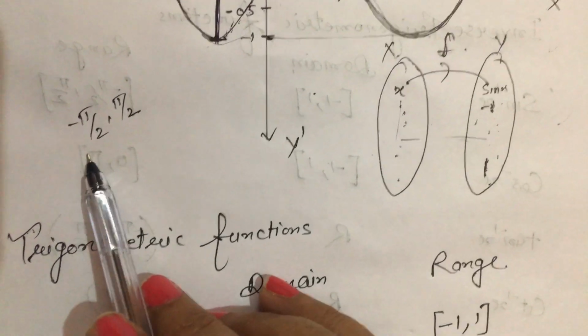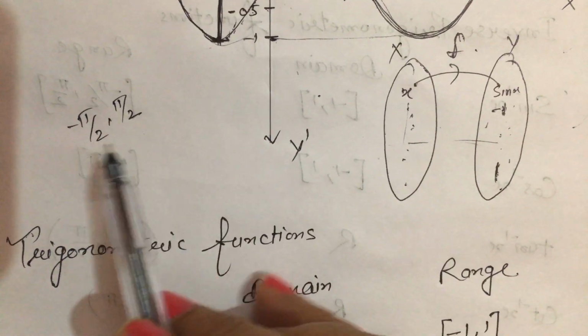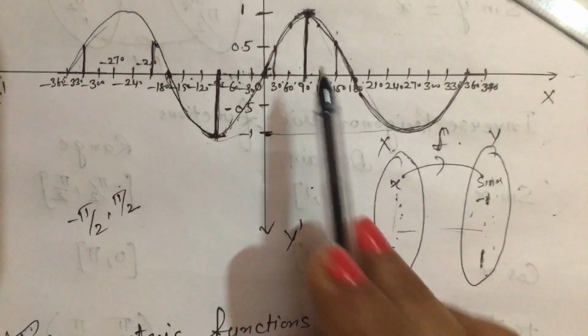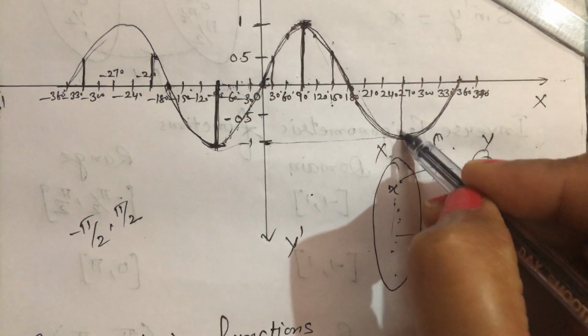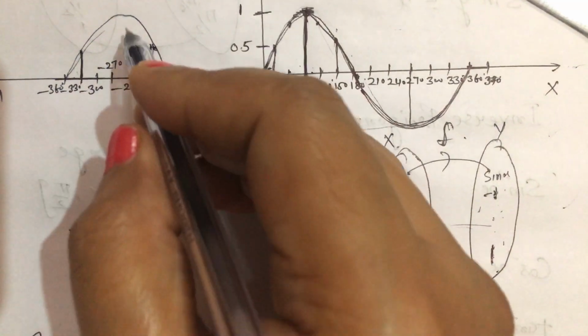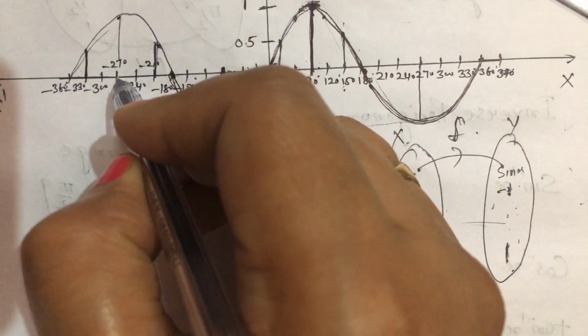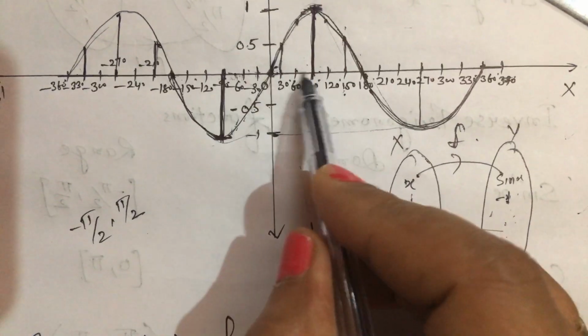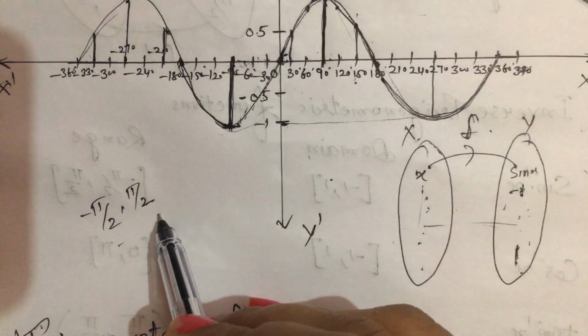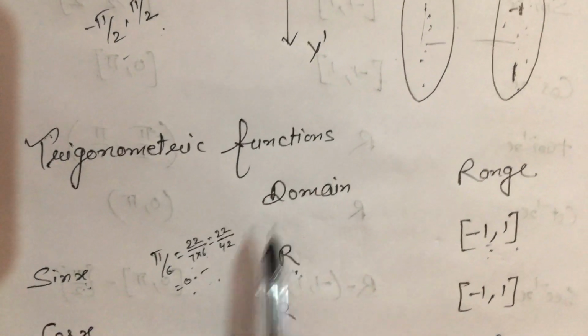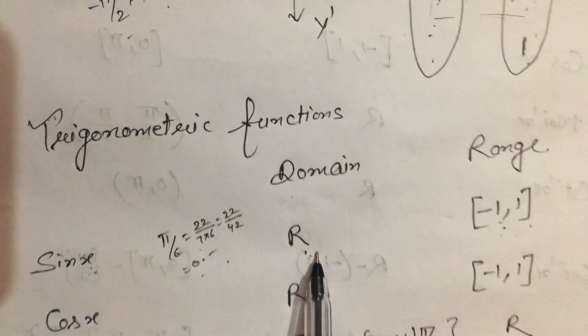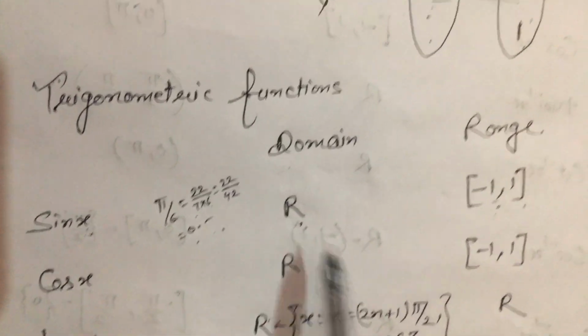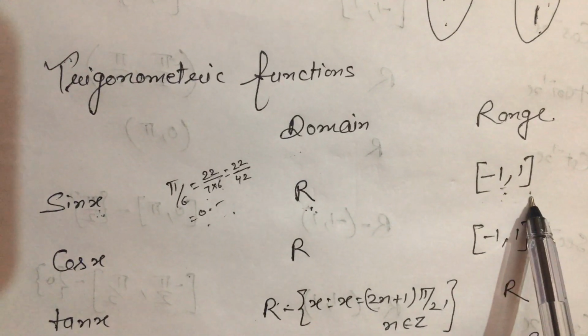And in this case, -pi by 2 to pi by 2, it will be one-one. Pi by 2 to 3 pi by 2, also it is one-one. -pi by 2 to -3 pi by 2, it is also one-one. But we will take only the principal branch, that is -pi by 2 to pi by 2. Firstly, look at trigonometric functions. So what is the domain? We know that sin x domain is real numbers and range is -1 to 1.